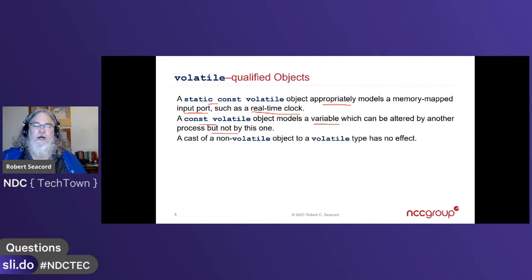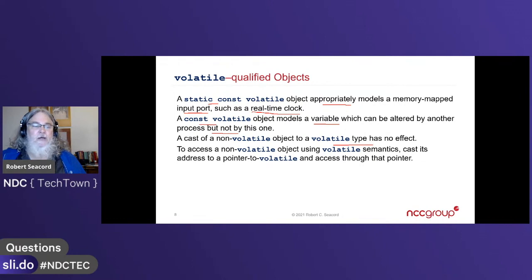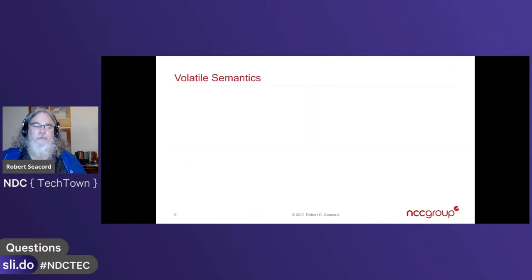And the cast of a non-volatile object to a volatile type doesn't have any effect whatsoever. You can't cast away the volatility. Sorry, you can't take a non-volatile object and turn it into a volatile object by applying a cast to the object. So to access a non-volatile object using volatile semantics, you can cast its address to a pointer to volatile and access through that pointer. And we'll actually talk about this a bit more towards the end of the presentation today, and what its current status is in the C language.